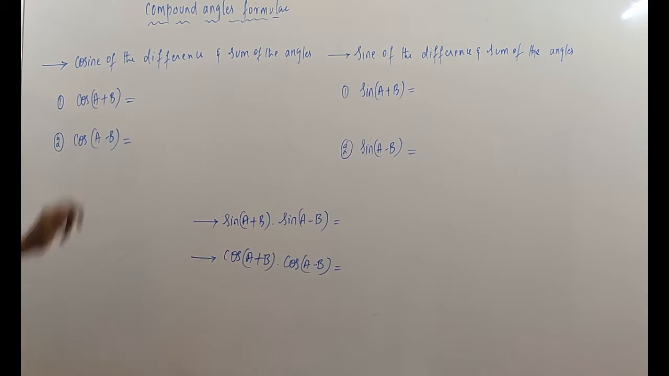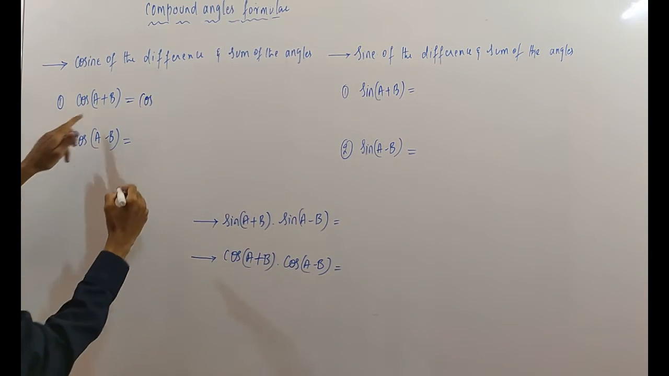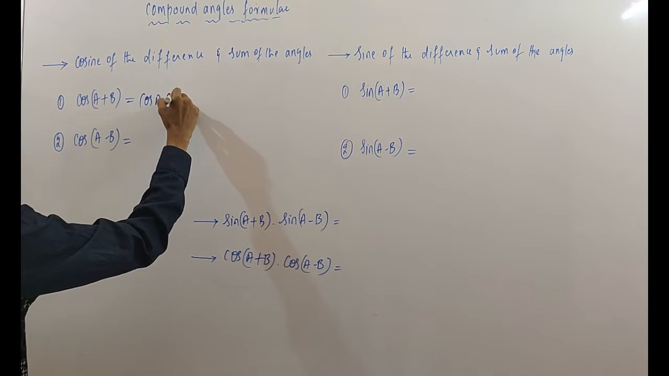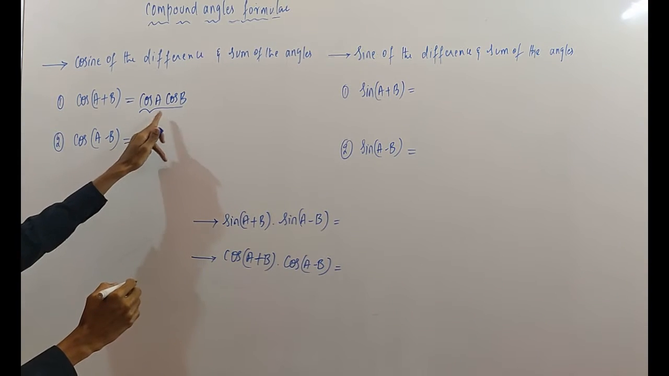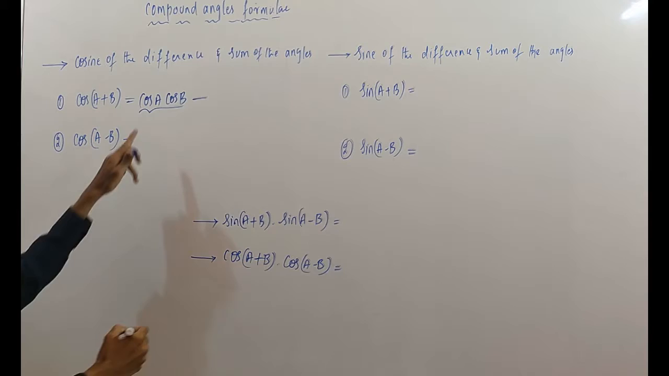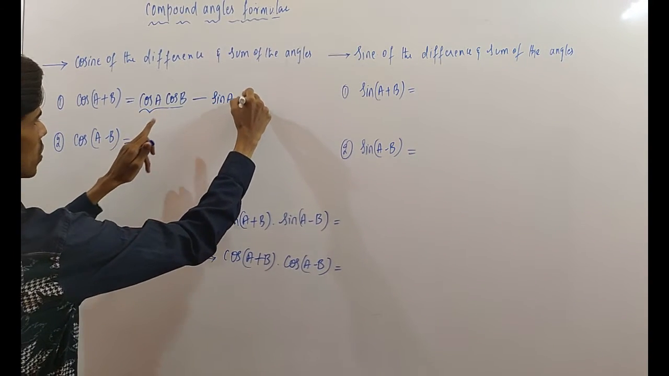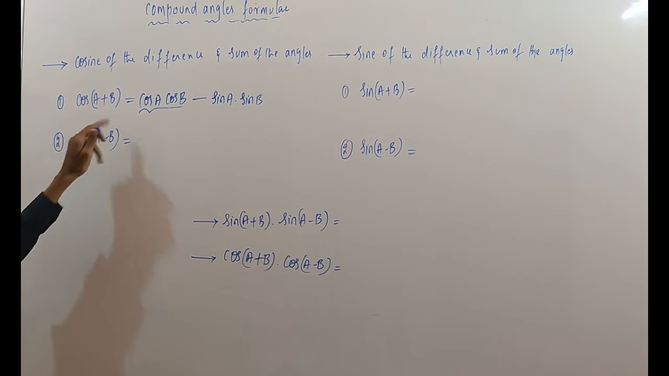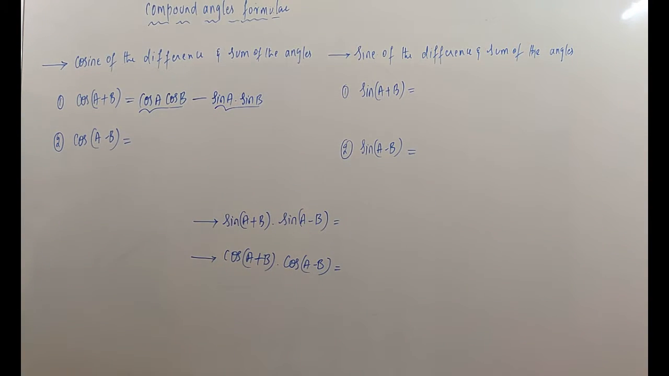For cos A plus B angle, we have cos there, so write down cos. First angle is A, cos A. Now for the second angle B, we have cos B. These two should be same, cos and cos. Here plus sign is there, so put minus here. Now this cos will become sine, so write down sine A into sine B. This is the formula for cos A plus B: cos A cos B minus sine A sine B, and these two should be same.